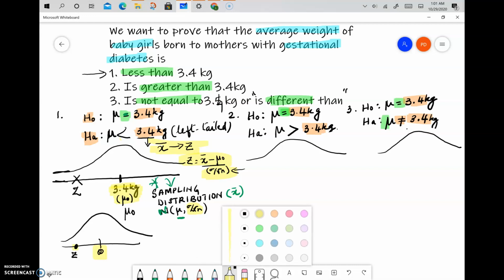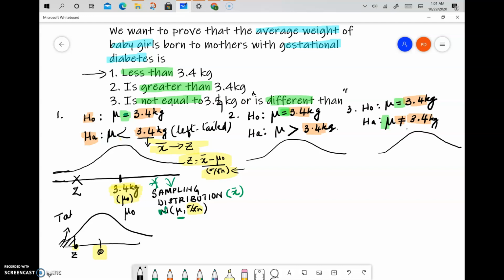Now, how do we find the p-value? This is how we find the p-value. We find the area to the left of it. And where do we find the area to the left of a z value? It comes from table B. So let's say z is equal to -3.25. Then you take the number -3.25 to table B and find the area to the left of it.